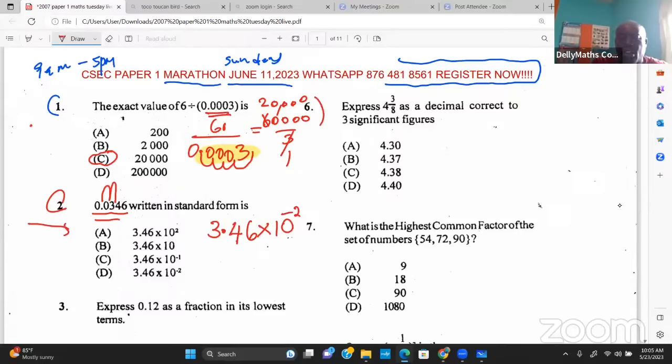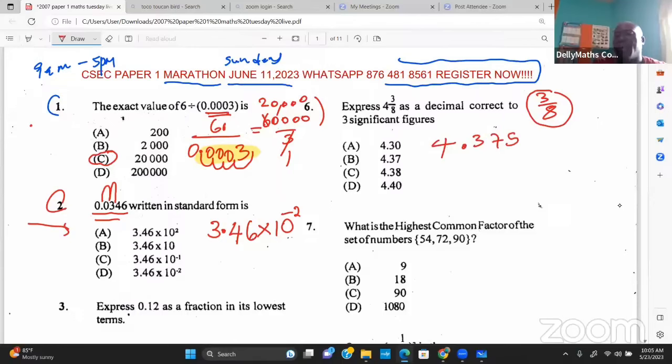All right, let us look at number 6 up here. So I'm going with what is on the screen. So number 6 says, express 4 3/8 as a decimal correct to 3 significant figures. So what we want to do is to firstly understand what 3/8 is. All right, so 4 3/8. You want to know what 3/8 is as a decimal, and you have to make a note to know these, the eighths. You need to know them.